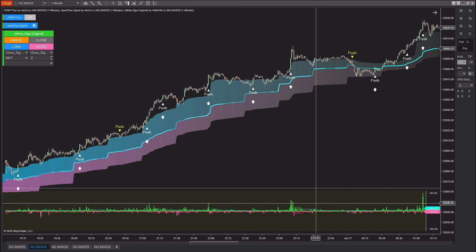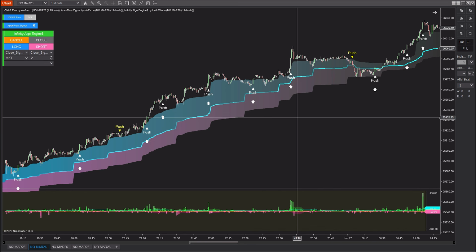However, if you look closely, you'll notice that with this setup alone, the entries are still not fully aligned with our original logic. According to our rules, the push signal candle must touch the bands of VWAP Flux before we enter a trade. But right now, the system is taking every signal, whether it's inside the zone or not. So at this point, we just need to add one simple step to filter these signals properly.